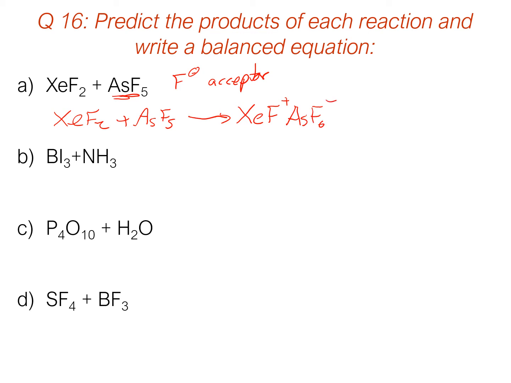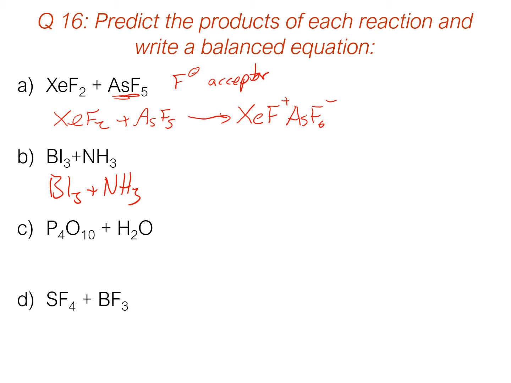The next one, BI3 plus ammonia. Usually if you see something with BI3, BH3, there's actually an exception down the bottom, but usually these are Lewis acid, Lewis base reactions. So remember, the BI3 is electron deficient. It's only got 6 electrons in the valence shell of the boron, therefore it's going to act as a Lewis acid.